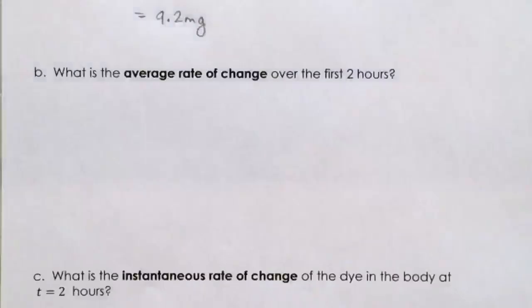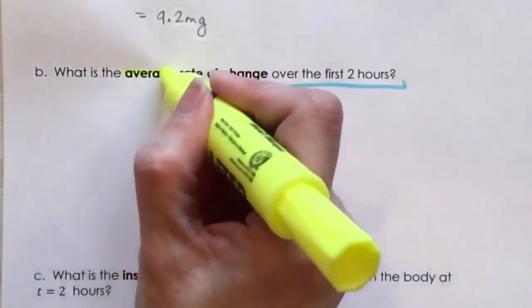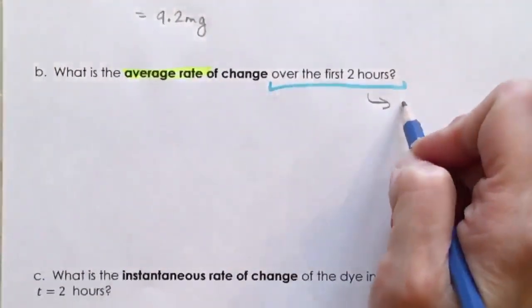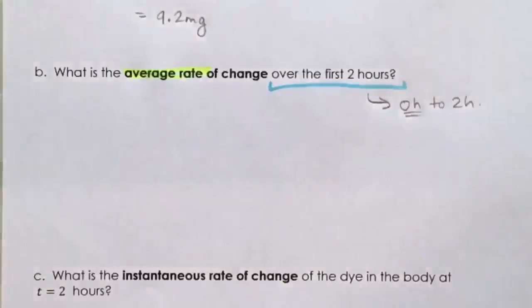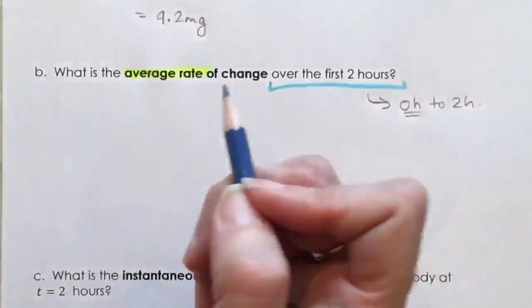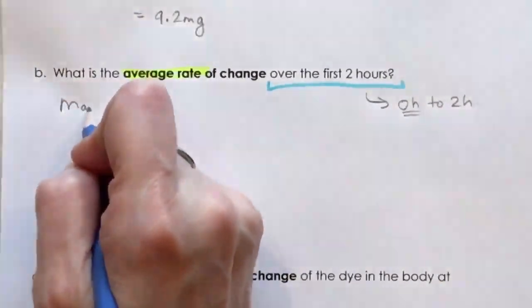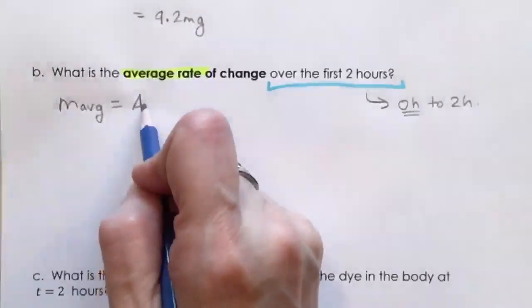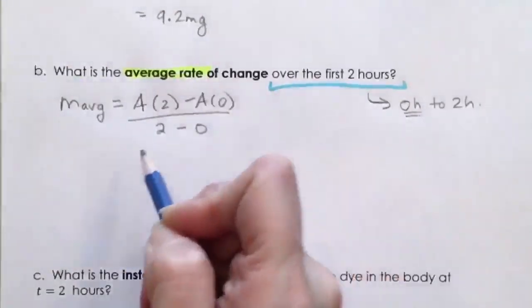Next question asks what's the average rate over the first 2 hours. So that's something too that we haven't talked about yet. Average rate we have, but what happens when it says over the first 2 hours? So that means from 0 hours to 2 hours. So you assume you're starting from 0 if it says over the first 2 hours. Since we're not talking about a velocity, we could use m average for average rate. And so that's going to be (A(2) - A(0)) over (2 - 0).